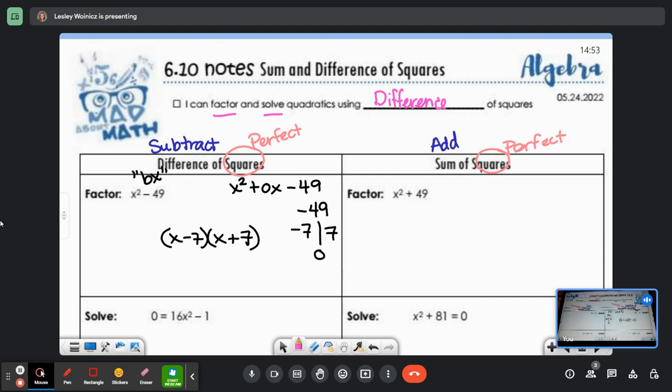Okay, so let's talk about this really quick because I want to show you the trick. What happens if I do the square root of x squared? You get x, right? Isn't that what I have here and here? Yeah. Okay, perfect. So what did you guys say the square root of 49 was? 7. Isn't that what I have here and here? Yeah. Okay.